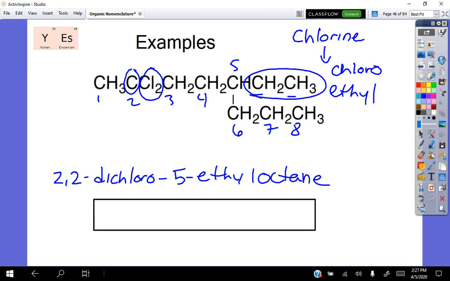Keep an eye out for those in condensed structure. What's really happening is these chloro groups are sticking off of here. They're just written after the carbon because that's the carbon they're attached to. And then this carbon here is attached to the next carbon, just like it's attached to the previous carbon.